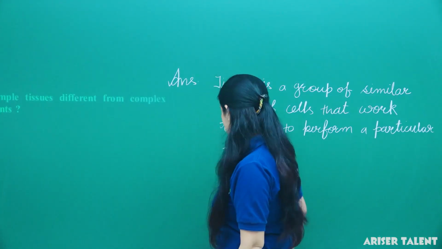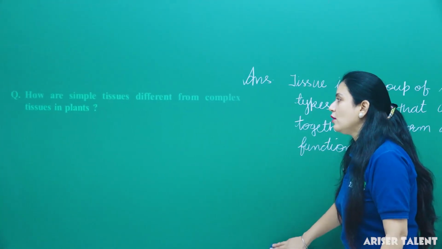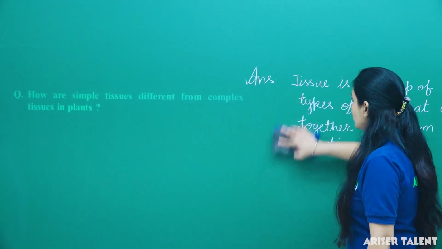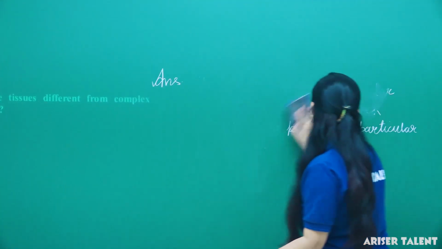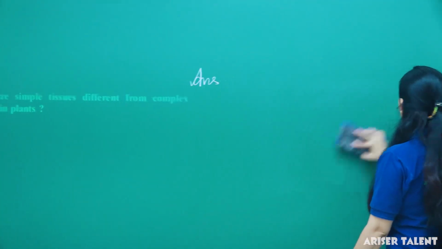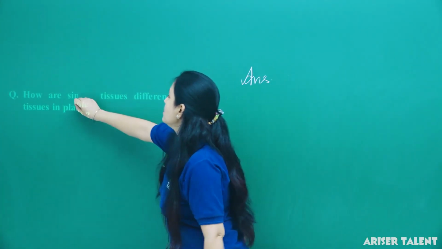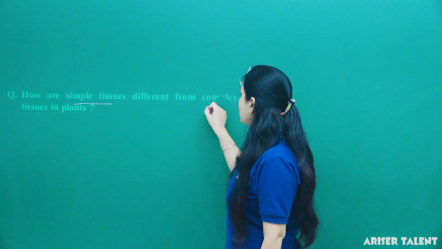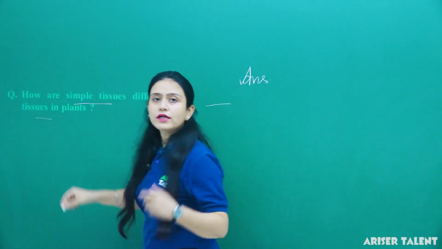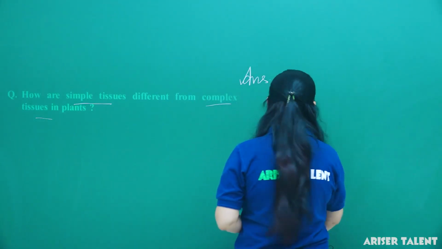Next, how are simple tissues different from complex tissue in plants? As we all know, plants have two types of tissues, simple and complex tissues. Simple tissues are made up of the same type of cells, whereas complex tissues are made up of different types of cells. Clear? So here we go with the answer.